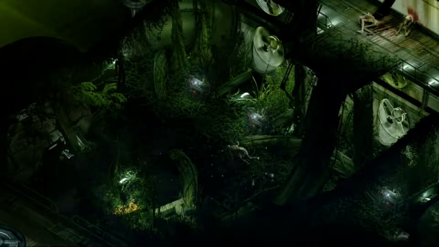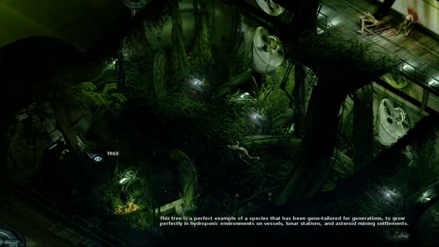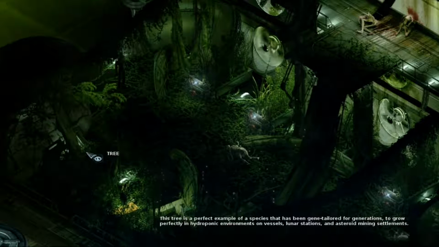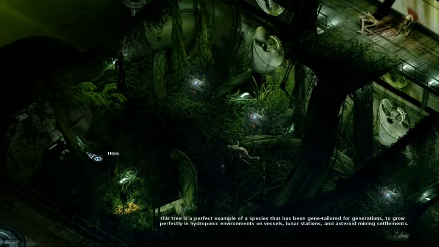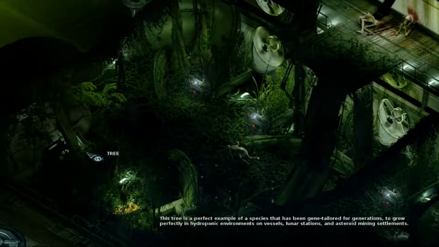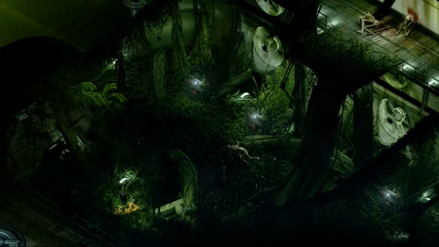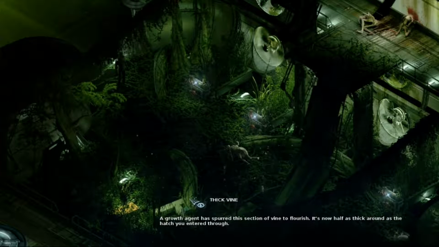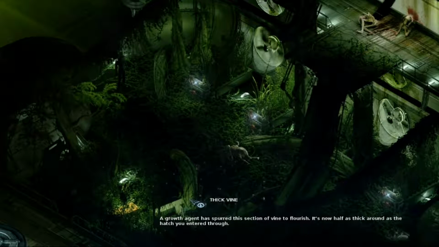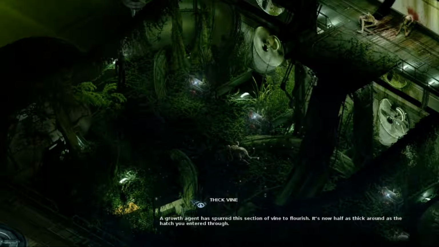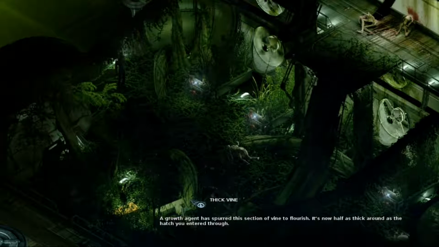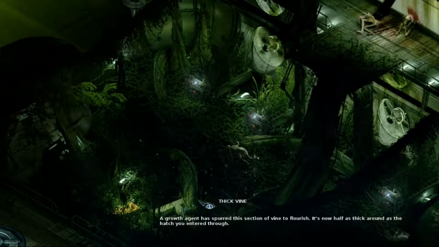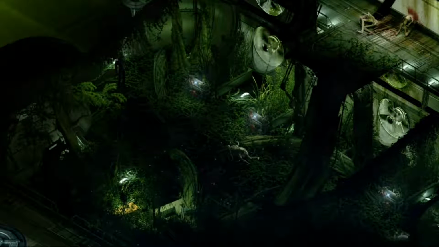Okay, we are here. So, tree. This tree is a perfect example of species that has been gene tailored for generations to grow perfectly in hydroponic environments on vessels, lunar stations, and asteroid mining settlements. Thick vine. A growth agent has spurred this section of vine to flourish. It's now half as thick around as the hatch you entered through. Oh wow, okay. Anything over here?